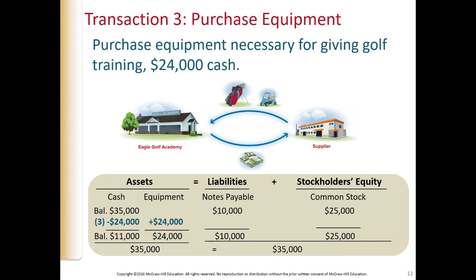We still have $35,000 on the left side as well as the right side. And on the left side, the assets, we have two different kinds of assets though. $11,000 in cash, $24,000 in equipment. That totals $35,000.